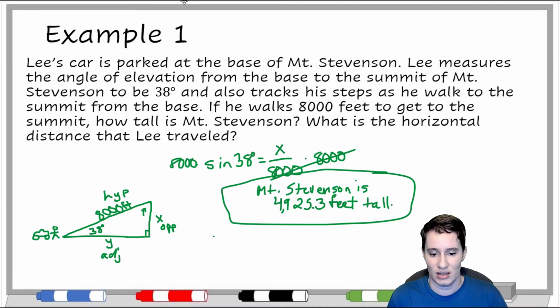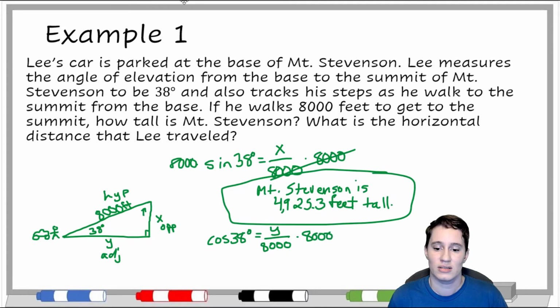So we're going to do cosine of 38 degrees equals y over 8,000. So again, times by 8,000. Remember, we have to multiply by 8,000 when the 8,000 is on the bottom. If it was on the top, we would end up dividing.